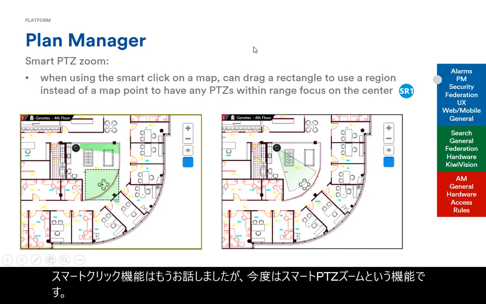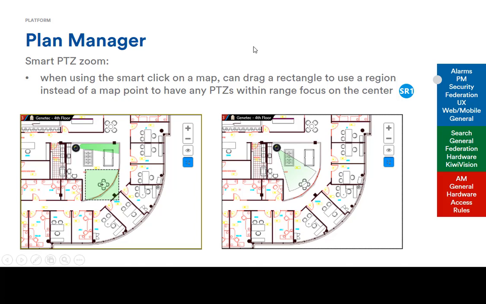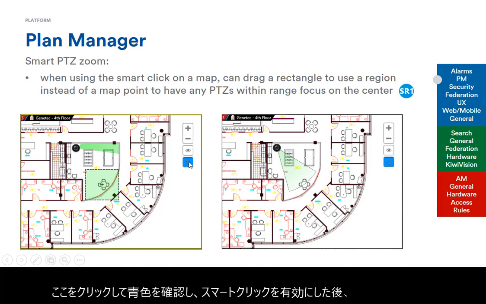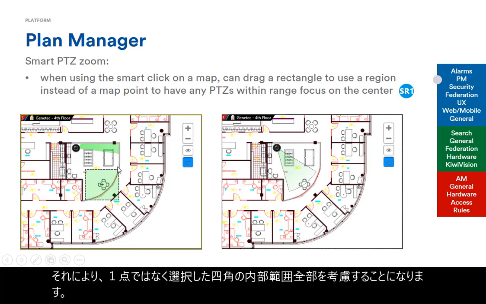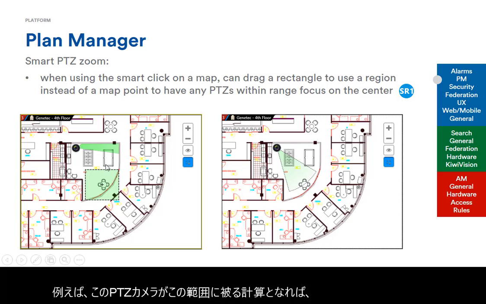Now I mentioned the Smart Click before. We also have the Smart PTZ Zoom. When we have the Smart Click enabled here, so we see the little blue highlight on it, then what we can do is drag a rectangle onto our map within the tile, and it's going to take all of that area into account. So if there's a PTZ camera that's coming in along here, it's going to be taken into account, and it's going to try to focus on that point here.